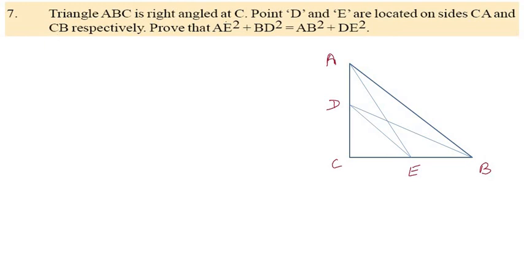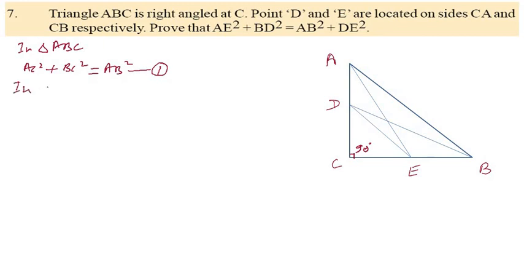Triangle ABC is a right angle triangle at C. So here is the right angle triangle, so we can say it is 90 degrees at C. Points D and E are located on sides CA and CB respectively. Prove that AE square plus BD square is equal to AB square plus DE square. So you can see, first of all, in triangle ABC, AC square plus BC square is equal to AB square. That one is your equation first.